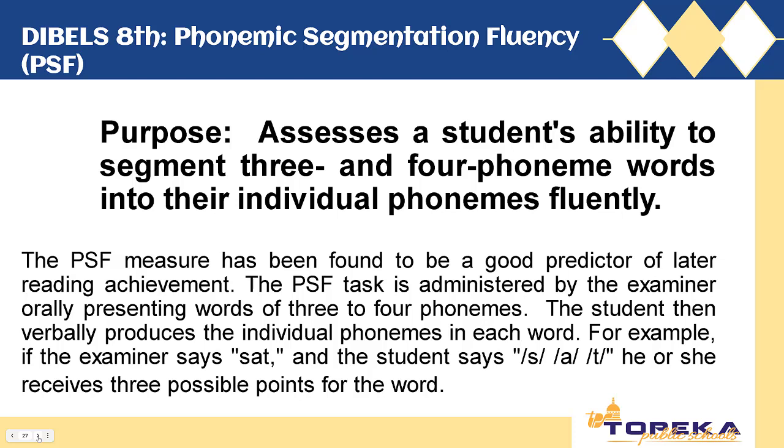And this task is administered by the administrator orally. And students are listening to words of 3 to 4 phonemes. The student then verbally produces the individual phonemes or sounds in the word. If the examiner says sat, the student should say s-a-t. And he or she receives 3 out of 3 possible points for that word. If a student only responds with s and t, he or she would only receive 2 of 3 points on that item.